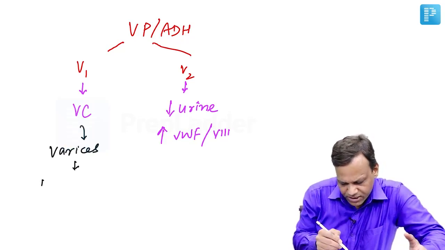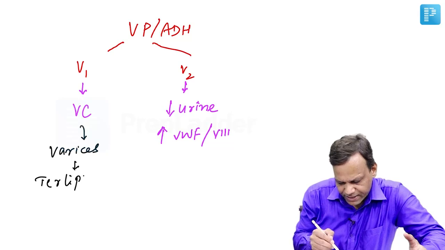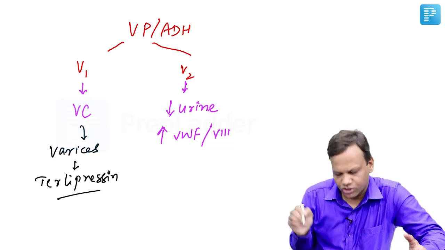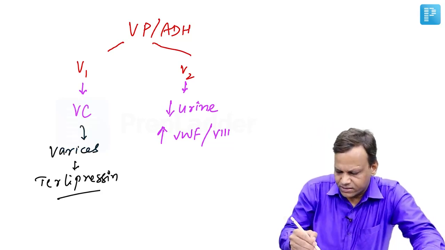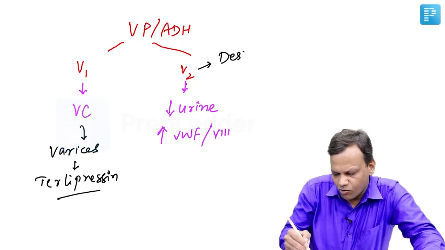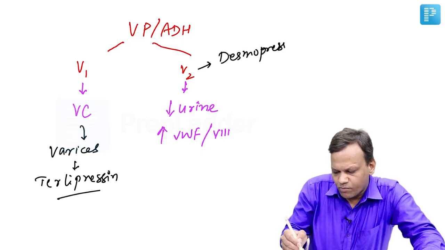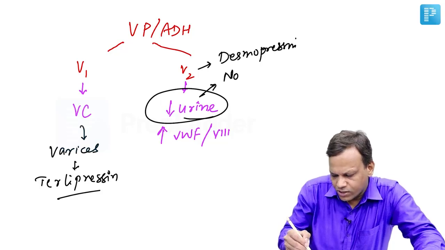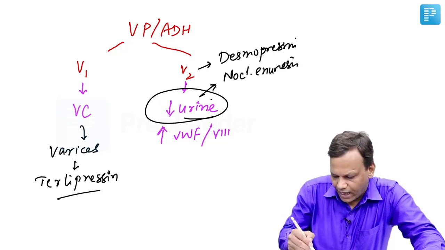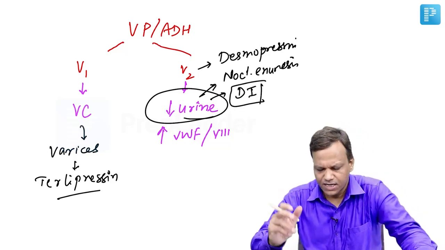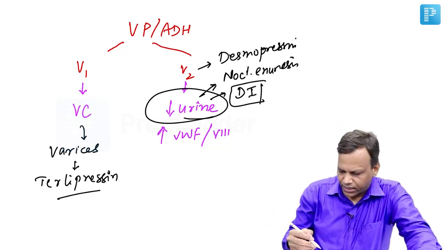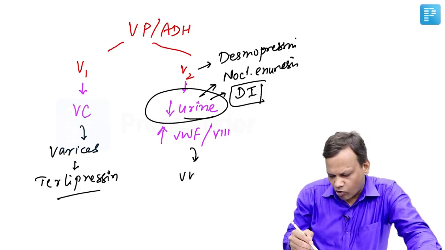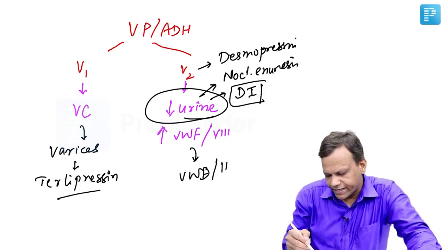The drug we use is terlipressin. Terlipressin stimulates V1 receptor and is used for esophageal varices, whereas the drug stimulating V2 receptor is desmopressin. And desmopressin decreases urine, so it is a drug of choice for nocturnal enuresis as well as for diabetes insipidus. Mainly neurogenic diabetes insipidus, it is a drug of choice. Then it can also be used for treatment of von Willebrand disease and hemophilia.